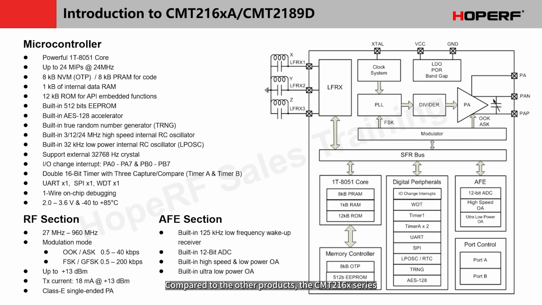Compared to the other products, the CMT216X series also integrates some analog front-end functions, like the AFE section. So what's added? A 125 kHz low-frequency receive wake-up device is added. Besides, a 12-bit multi-channel ADC, supported by both CMT216X and CMT2189D, has been integrated. Also integrated is a pair of ultra-low power op-amps. These functional units will be further introduced later.